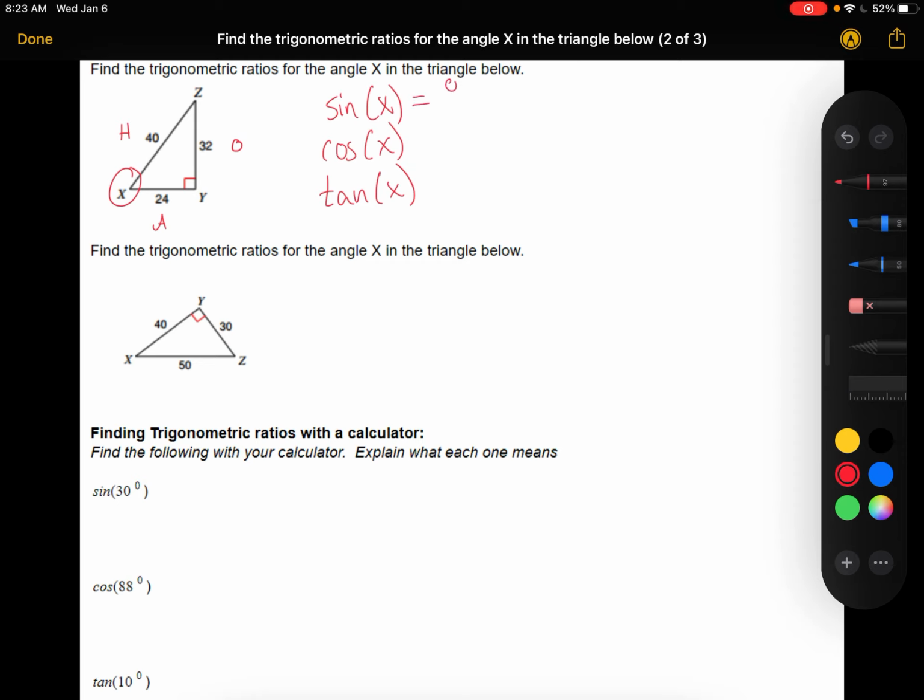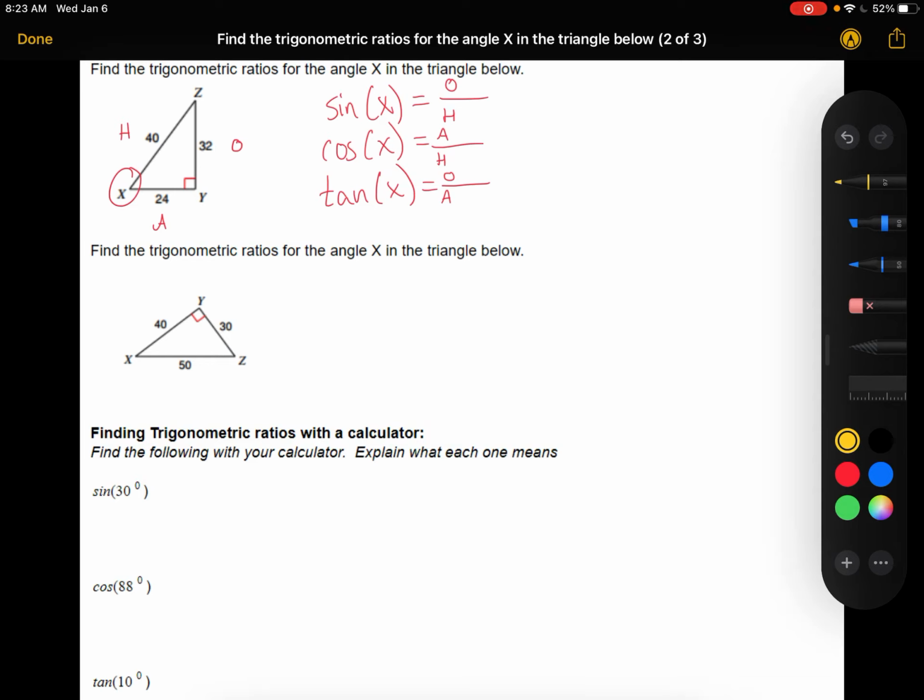Sine is opposite over hypotenuse. For cosine, it's SOHCAH, so it's adjacent over hypotenuse. And then tangent is TOA, or opposite over adjacent. And if SOHCAHTOA doesn't help you, that's fine. You can just memorize that it's opposite over hypotenuse, adjacent over hypotenuse, and then opposite over adjacent.